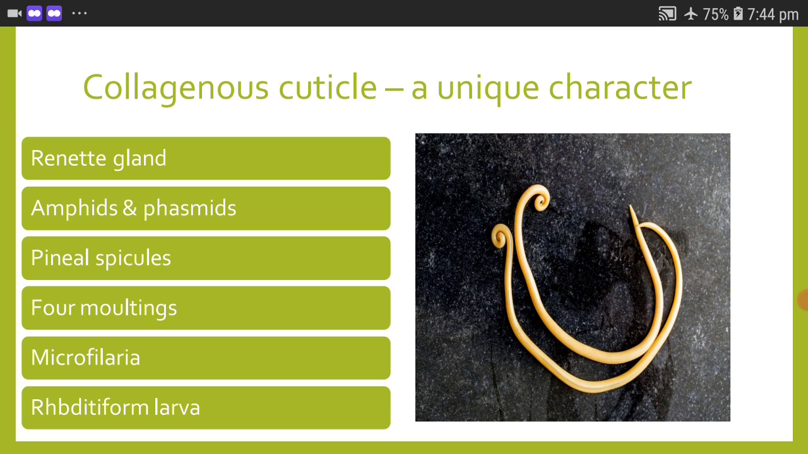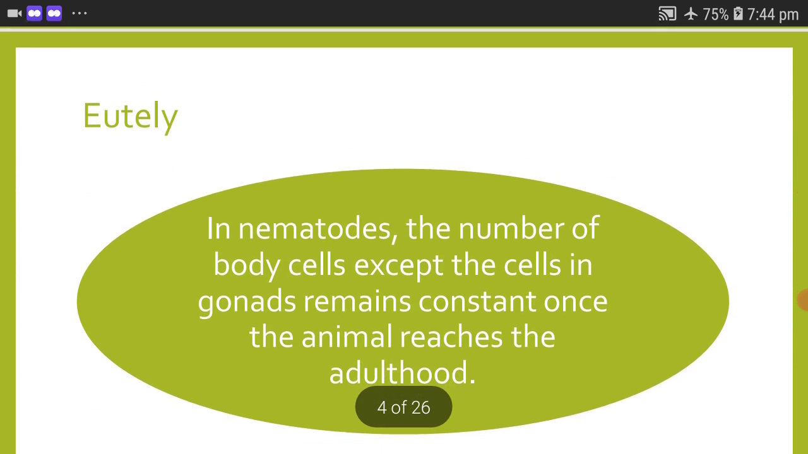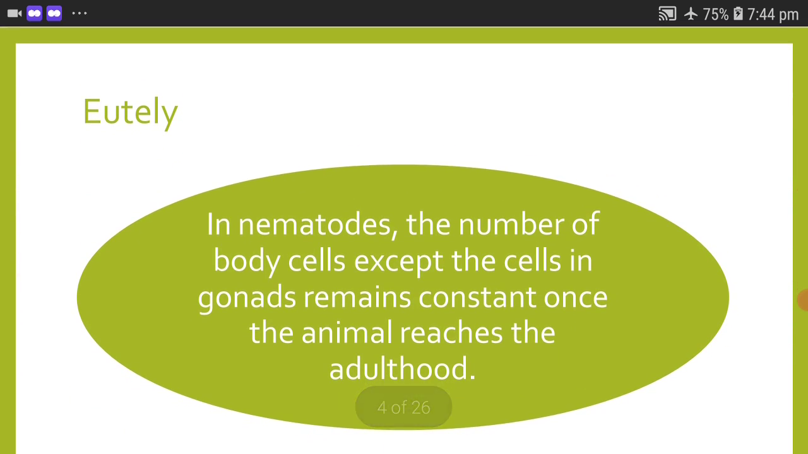And development is indirect, it includes various diversified larval stages. In case of Ascaris lumbricoides, the larva is called rhabditiform larva, and in case of Wuchereria bancrofti, the larva is called microfilaria larva. And there is one specialized character called eutely exhibited by nematodes.